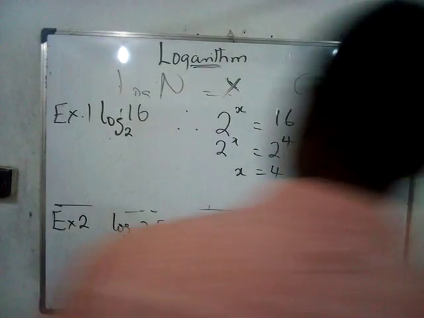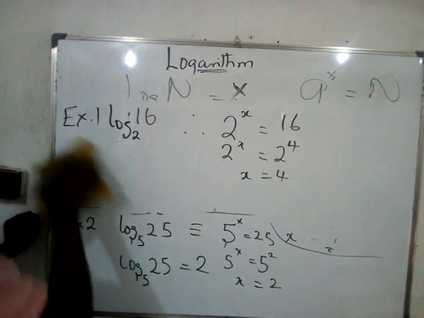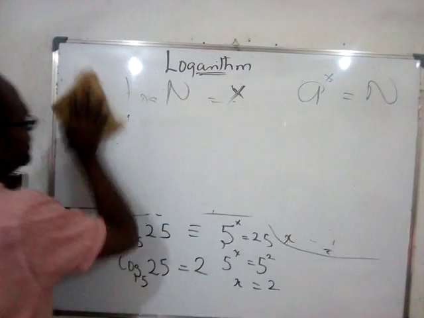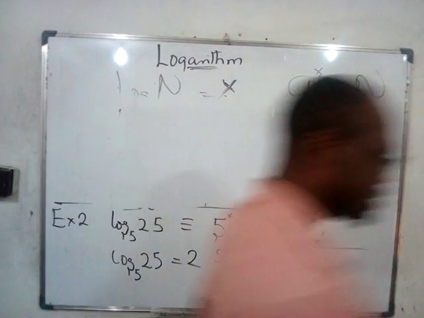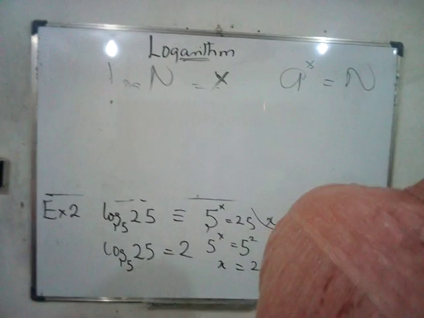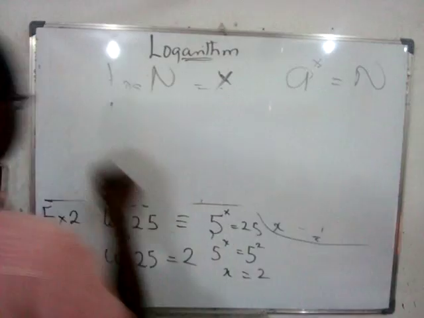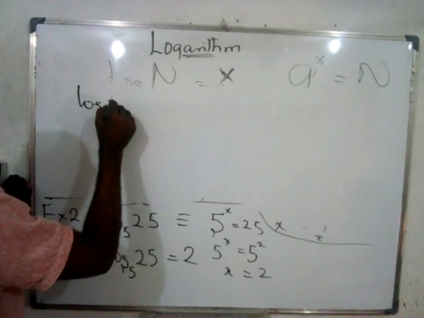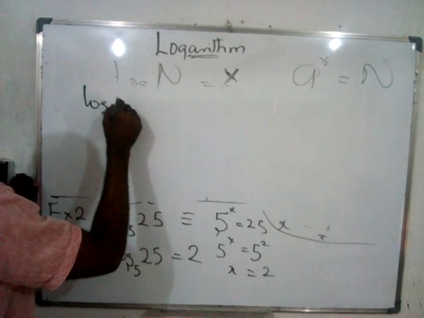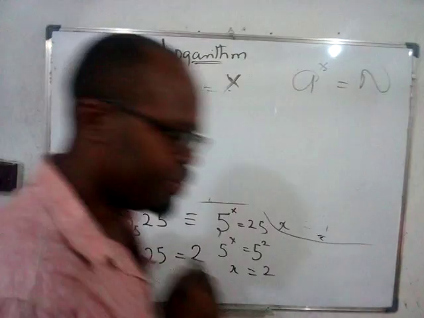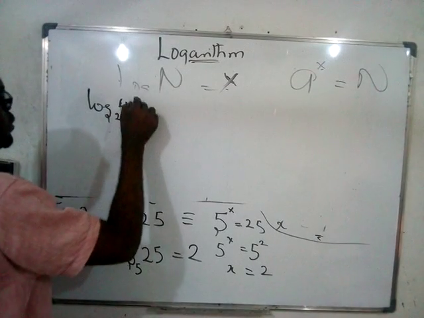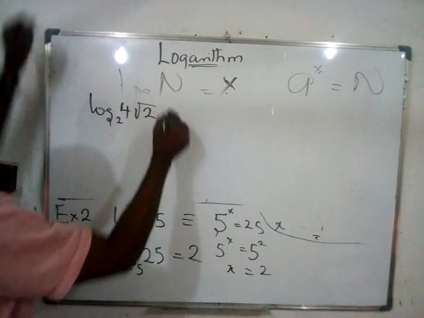This is example 1 and this is example 2. So let's do another example, example 3. Log to base 2 of 4 root 2. Log to base 2 of 4 root 2. So how do we do this one?